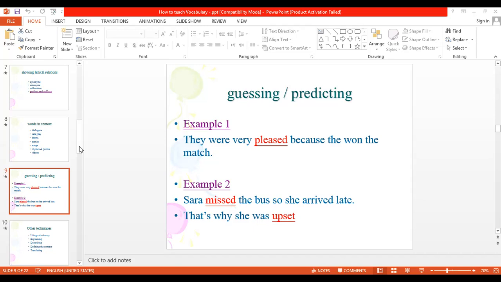Another thing, in example number 2, the keyword here is late. So late to what? Missing the bus and so on. The idea is making predictions or guesses through using the clues or keywords here. This would be very helpful to develop their higher order thinking skills. You know, that's it. Thank you.